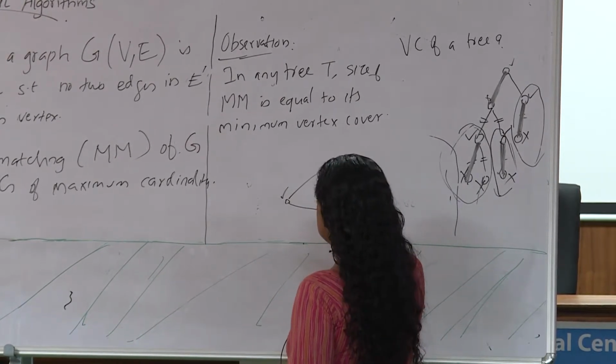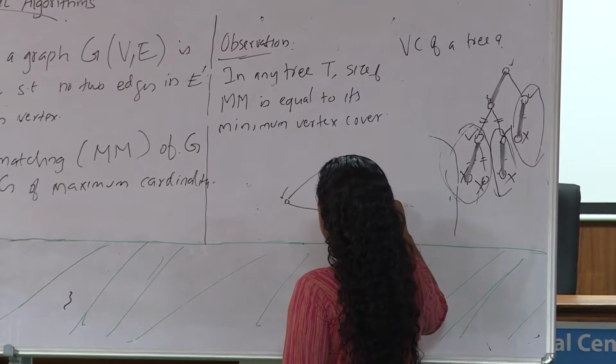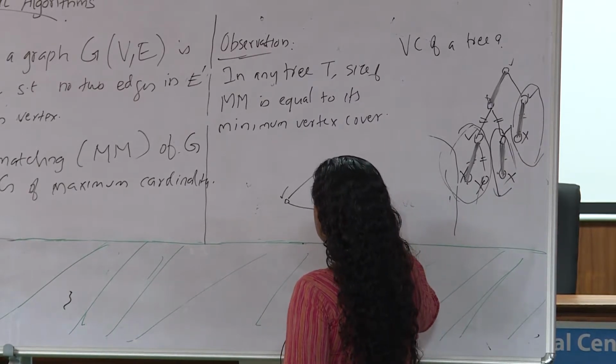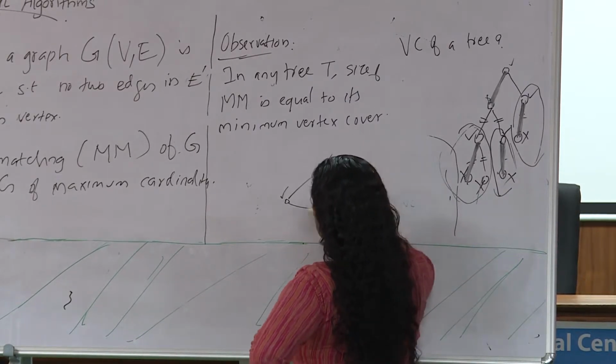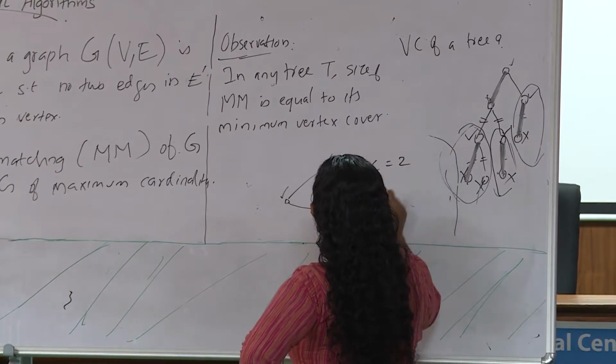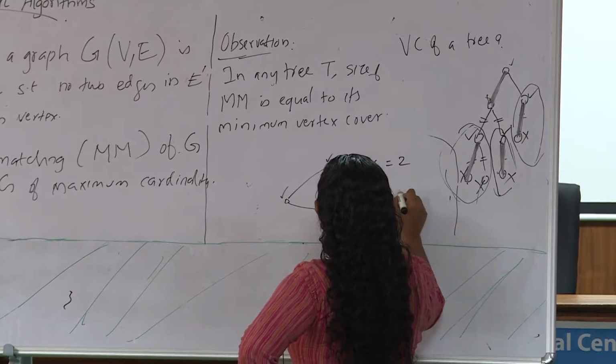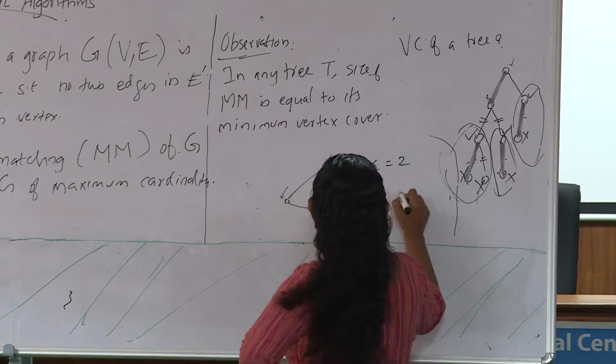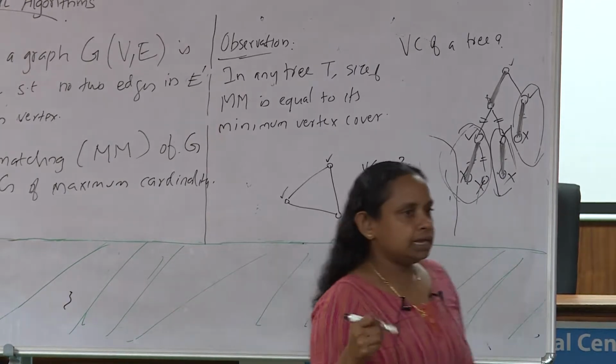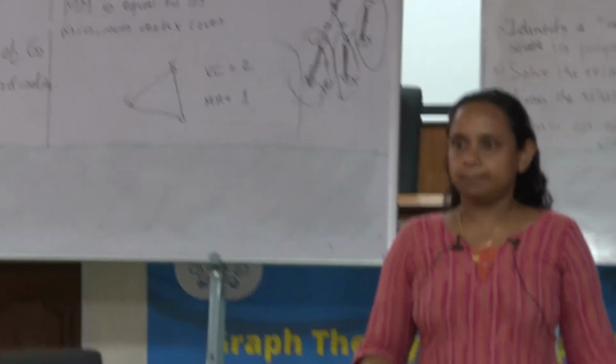C3, this is a vertex cover. This is a vertex cover. Vertex cover number is 2. Maximum matching is just one edge you can take, right? One. Any higher, bigger examples?